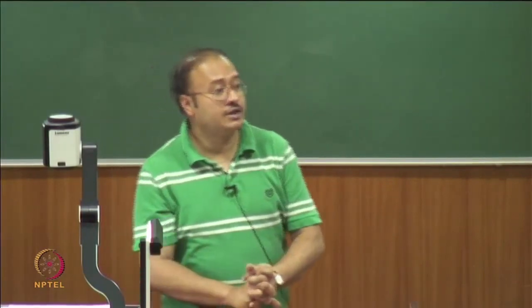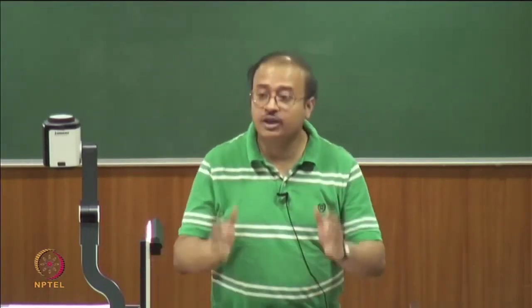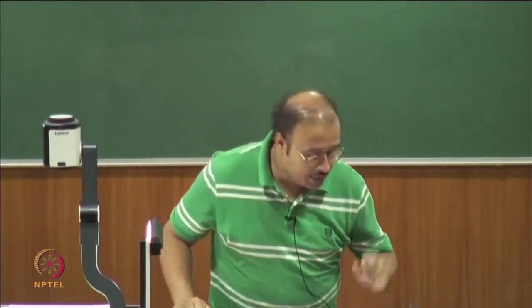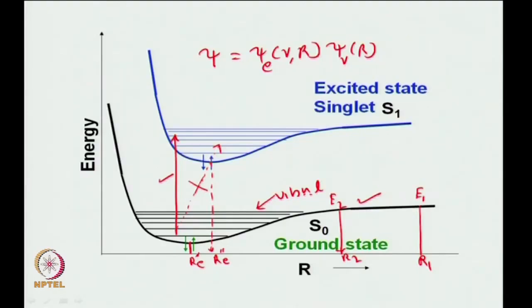Now, the fundamental thing that I was talking about: you are given a set of electronic states S0 and S1, and you are asked this question. What is the transition probability of this compound making a transition from S0 to S1? How would you figure that out, or on what quantum mechanical parameters should it depend?